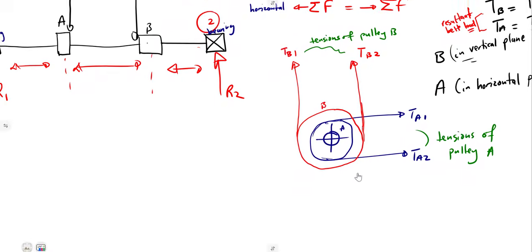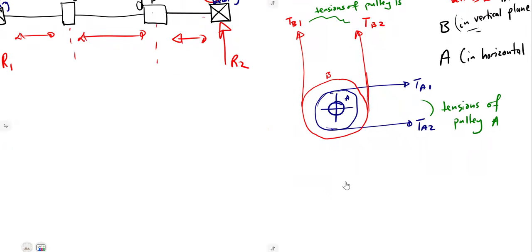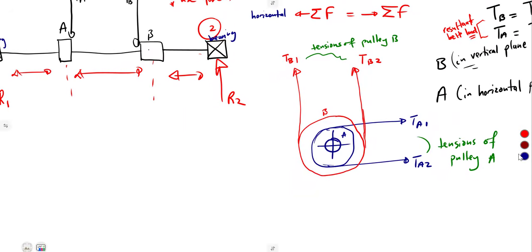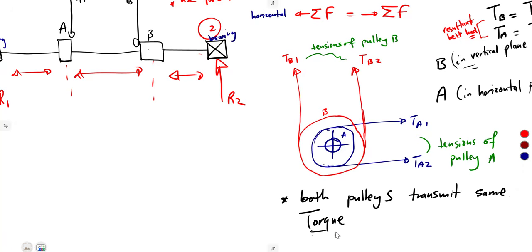And also as part of consideration, the torque transmitted by both pulleys is equal. When you have this condition, when two pulleys are being joined like that, whether horizontally or the other way, these two will have the same torque. Both pulleys transmit the same torque. So the torque there is the same.